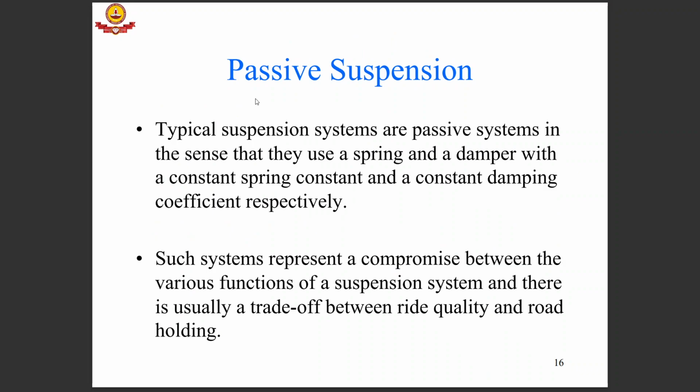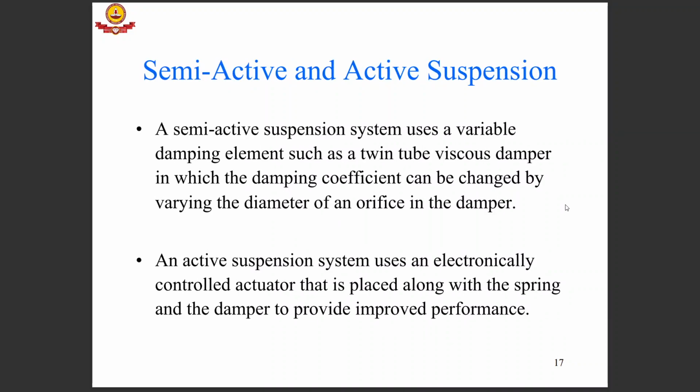So let's take a look at passive suspensions, and then we'll move to active suspensions. Typical suspension systems are passive systems in the sense that they use only a spring and a damper with a constant spring constant and a constant damping coefficient. These systems represent a compromise between various functions of a suspension system and are usually a trade-off between ride quality and road holding.